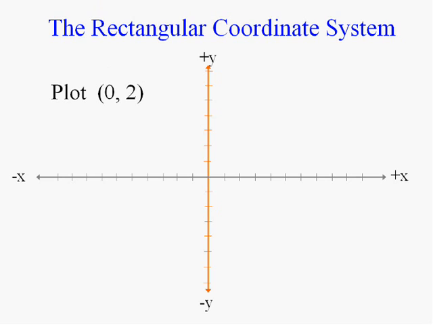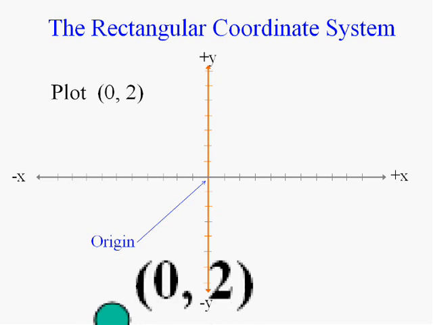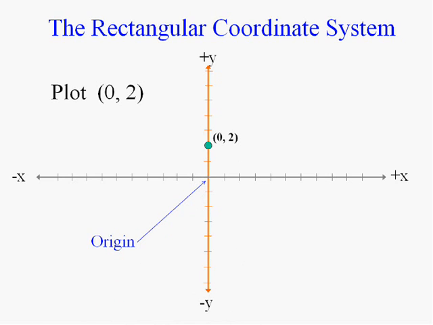What about 0, 2? Where is that going to end up? I know we start at the origin. We go over none and up 2. And that's where we end up for 0, 2. That's the point 0, 2.